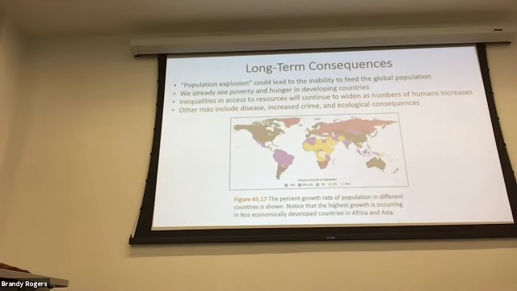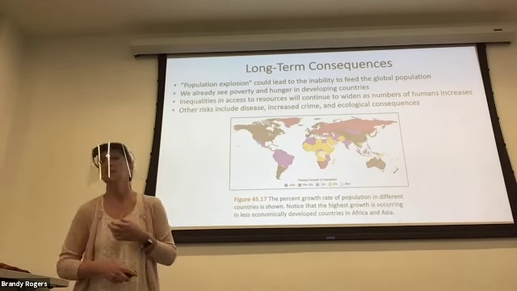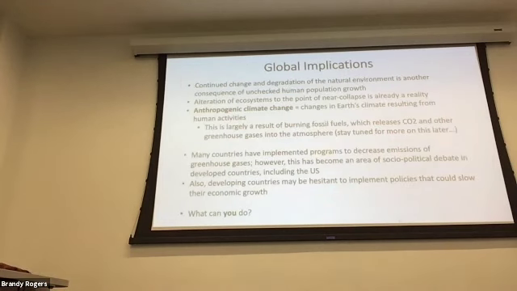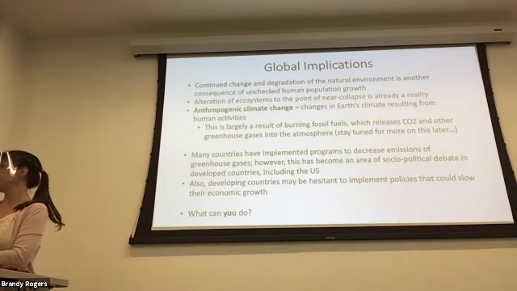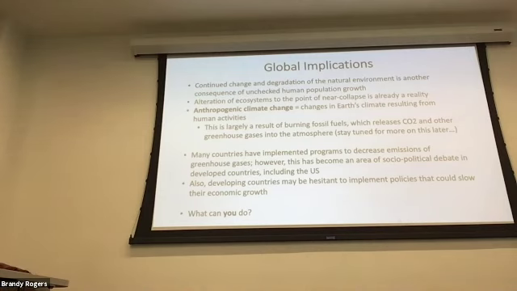So these are the things that we are concerned about. And that's why you hear people talking about things like fighting climate change and stuff like that, right? So continued change and degradation of the natural environment is another consequence of unchecked population growth. Alteration of ecosystems to the point of near collapse is already a reality. So we definitely have seen entire ecosystems wiped off the face of the planet, right? To make room for things like agricultural fields or expanding cities and things like that.